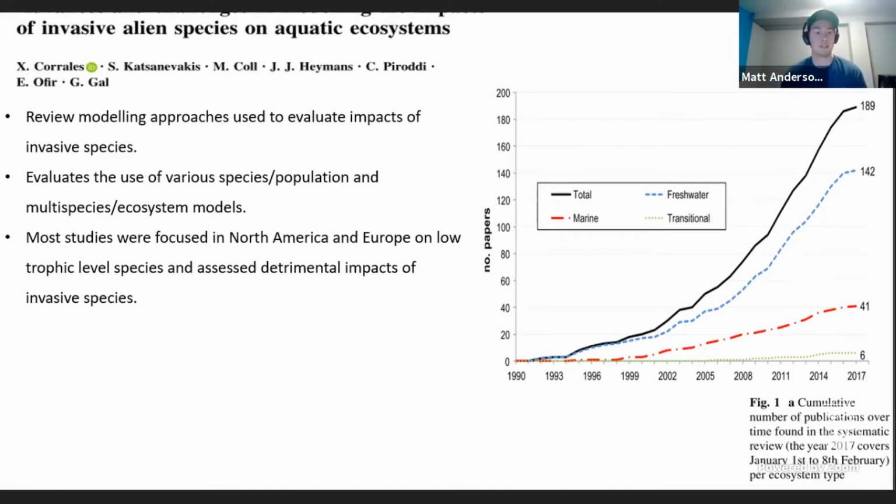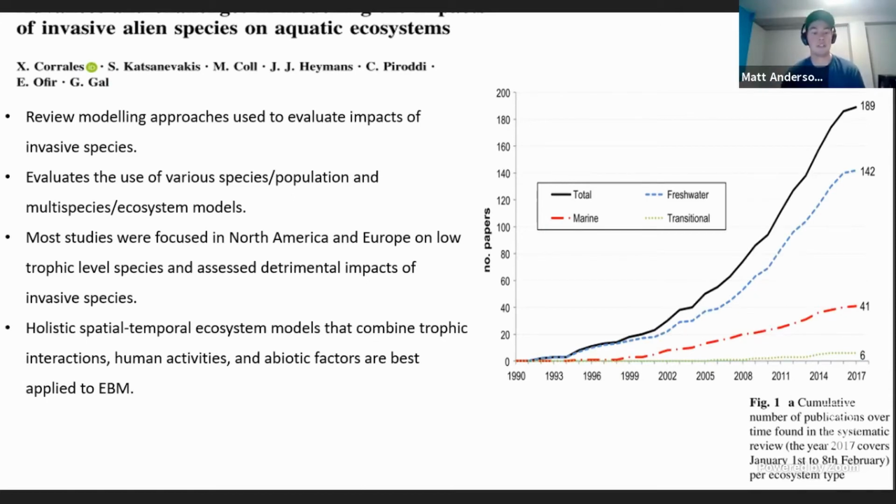Some of the main findings from this literature review were that most studies on invasive alien species were focused in North America and Europe on primarily low-level trophic species such as fish and mollusks, mainly bivalves like the dreissenid mussels that we talked about earlier, and assessed the detrimental impacts of invasive species. However, the use of multi-species and ecosystem level models can also provide an opportunity to look at both negative and positive impacts of invasive species on the native species.